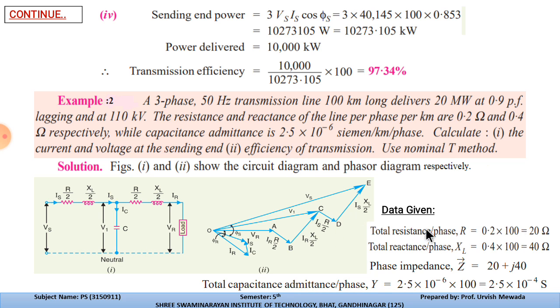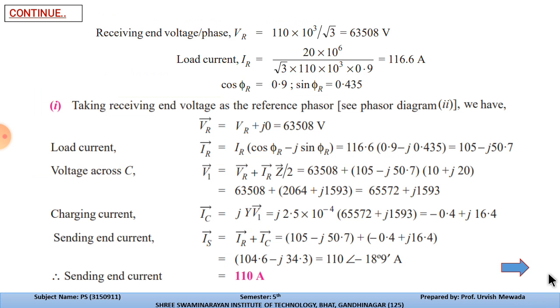The data given is R equal to 0.2, so for 100 kilometer that will become 20. XL is 0.4, so for 100 kilometer it will become 40 ohm. So the phase impedance is the combination of R plus jX, so R 20 plus J40, this is the impedance of the circuit. Total capacitance admittance is given as 2.5 into 10 raised to minus 6, so for 100 kilometer that will become 2.5 into 10 raised to minus 4 Siemens. Now let us see the receiving end voltage. The receiving end voltage is given line to line.